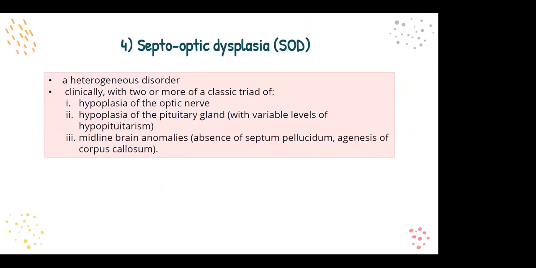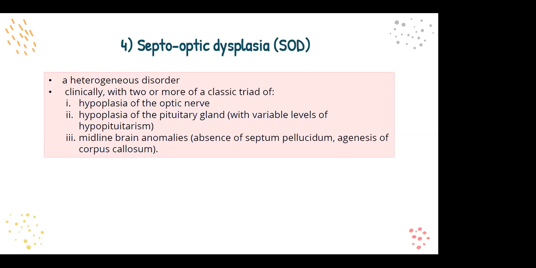So the fourth one is septo-optic dysplasia. It is a disorder of early brain development, a heterogeneous disorder that is clinically diagnosed with two or more classical triads, which are hypoplasia of the optic nerve, hypoplasia of the pituitary gland, or midline brain anomalies, which is absence of septum pellucidum and agenesis of corpus callosum.